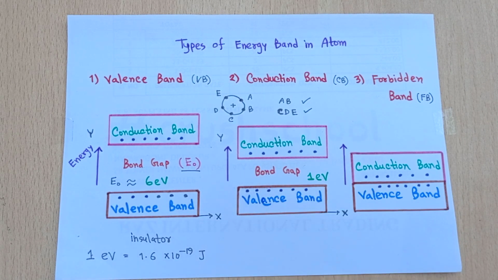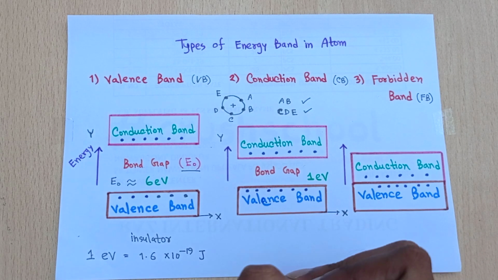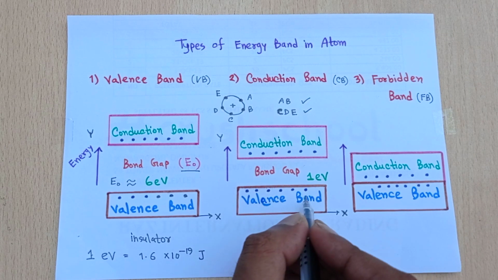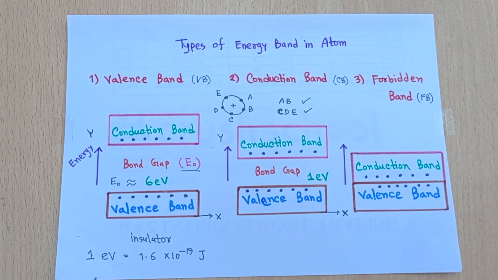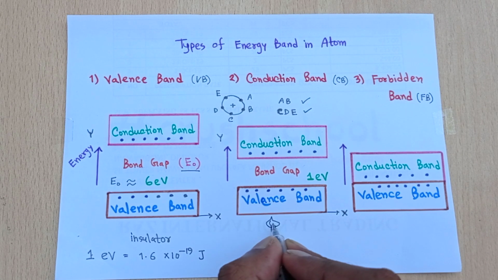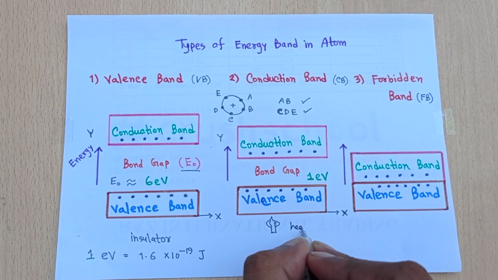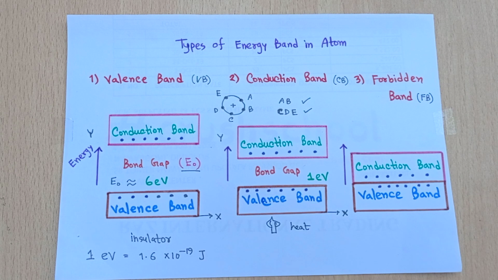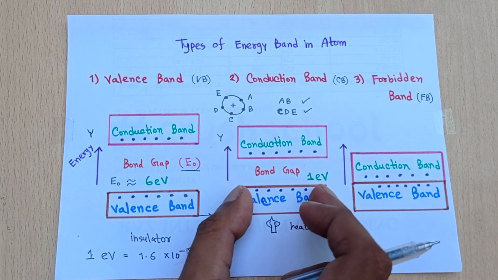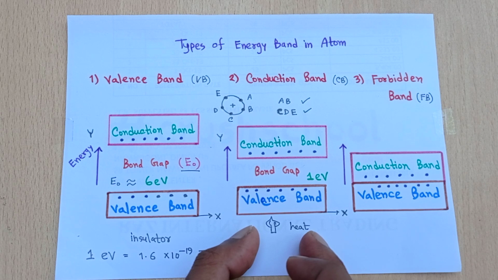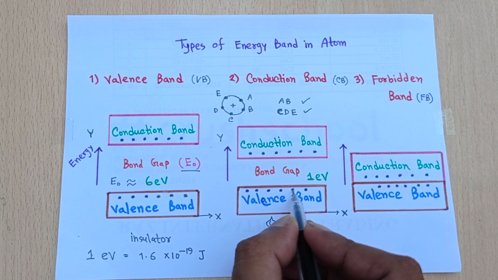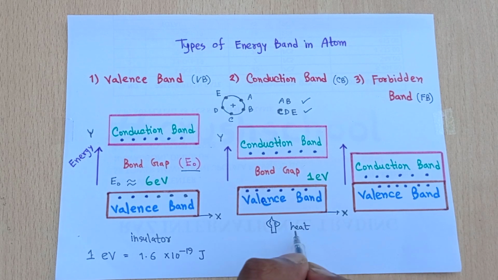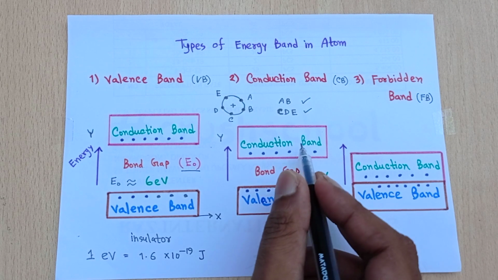So 1 electron volt is a very small amount of energy, and we can apply this 1 electron volt energy to the electron which is situated at the valence band, and this electron can easily go to the conduction band. So if we apply some heat energy, suppose there is a candle or heat source, then this heat energy is absorbed by the electron which is situated in the valence band, and this electron can easily get the 1 electron volt from heat or pressure, and then it goes from the valence band to the conduction band.